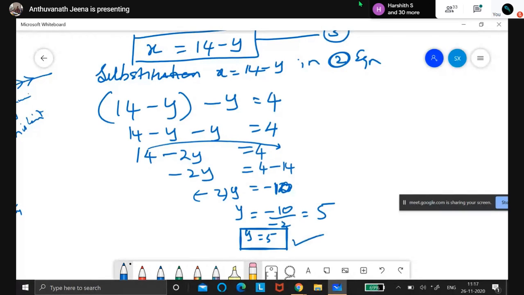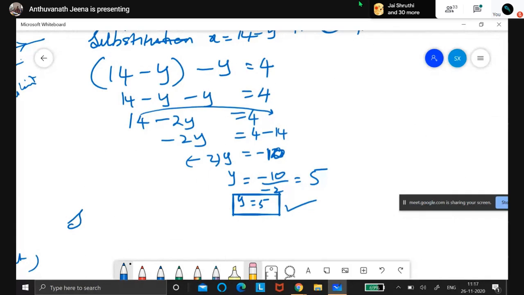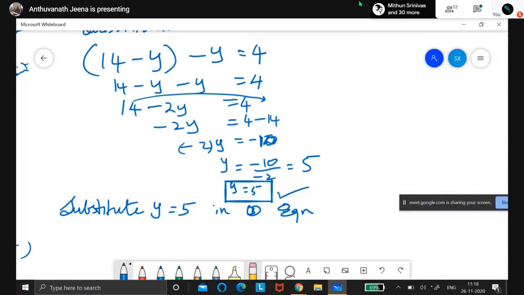Now, after y has been found, go back to the third equation. Substitute. Again, you write the steps. To attract our evaluators, we need to write the steps and all. Substitute y is equal to 5 in the third equation. What is the third equation? x is equal to 14 minus y.